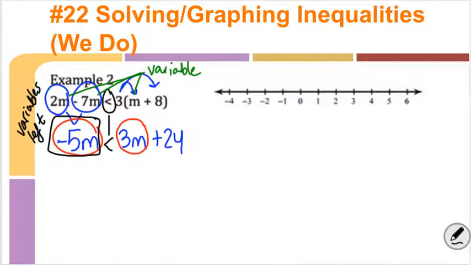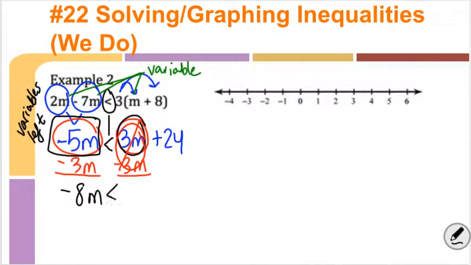So what does that mean? I need to get rid of this 3m. So it's a positive 3m, so I'm going to subtract 3m. That makes a 0 pair. I'm going to subtract 3m here. So now I've got negative 8 multiplied by m is less than positive 24.